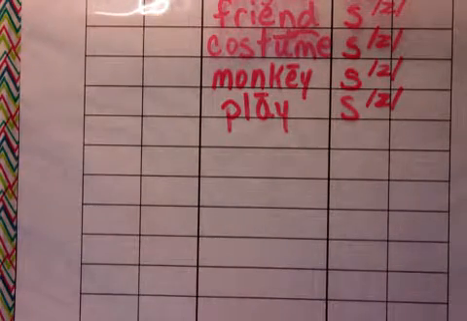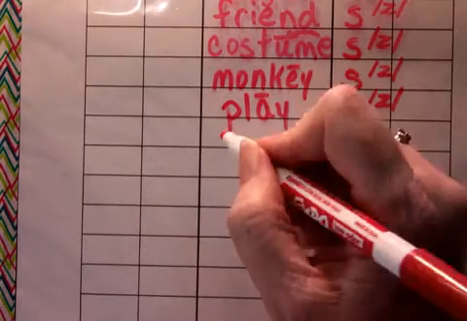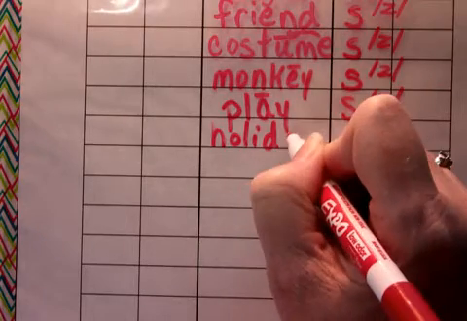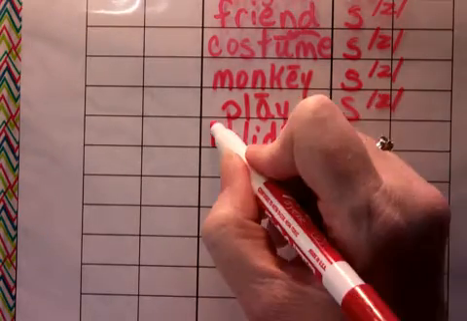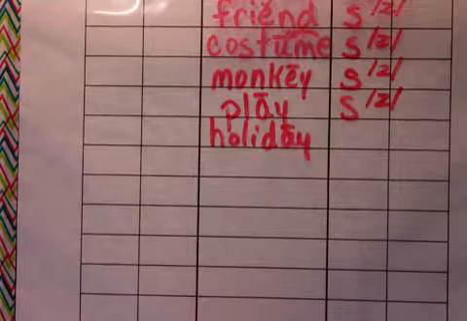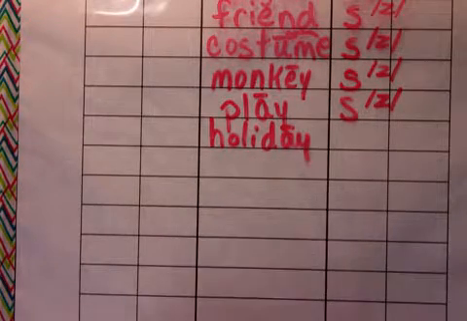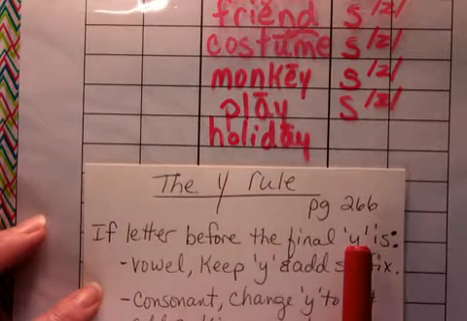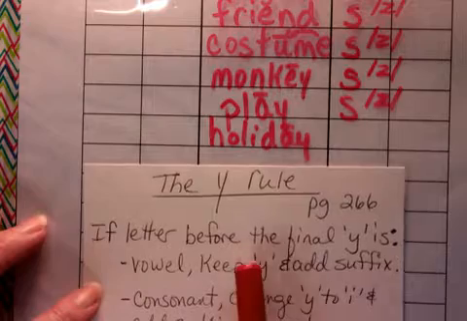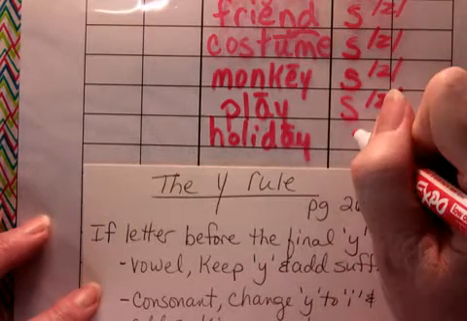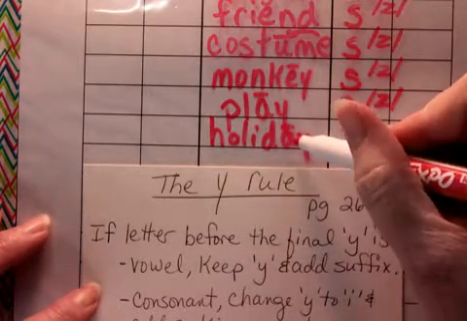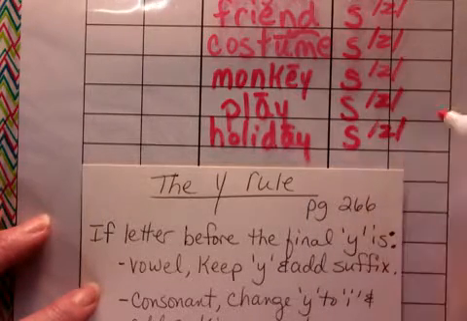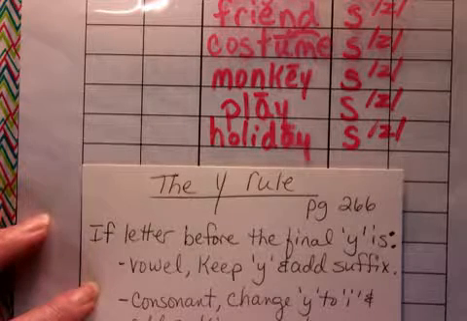The next base word is going to be holiday. Holiday. A at the end of a base word, spelled with an A-Y. Holiday. We have a Y at the end. So the letter before the final Y is a vowel, so we keep the Y and add the suffix S. It's a vowel sound, A, it's voiced, so we say the voiced version, which is Z. Holidays.